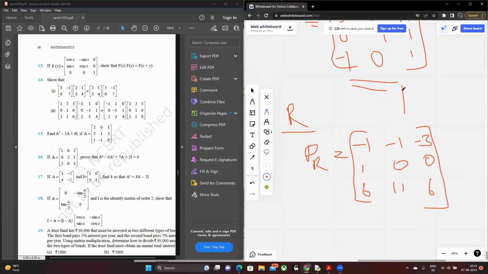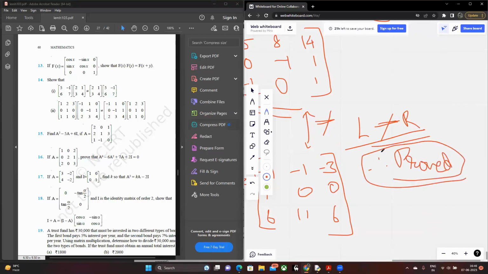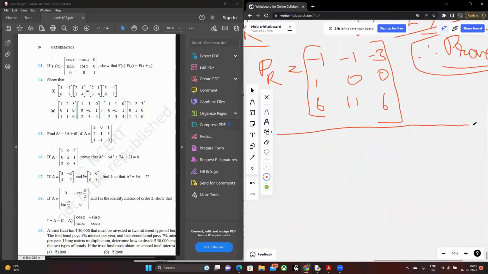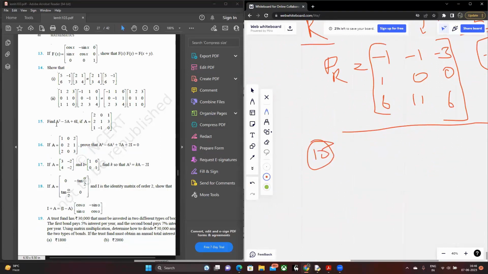And you can basically see that these both are not equal. Therefore, LHS is not equal to RHS. Therefore, proved. That is question number 14. Going to question number 15. Find A squared minus 5A plus 6I if A is this.